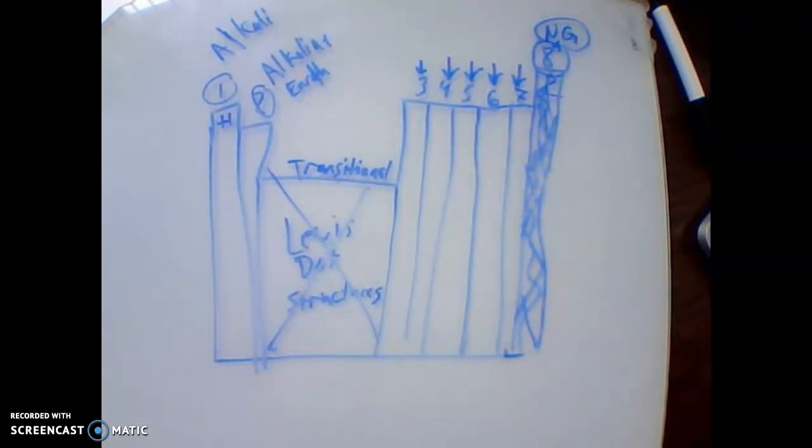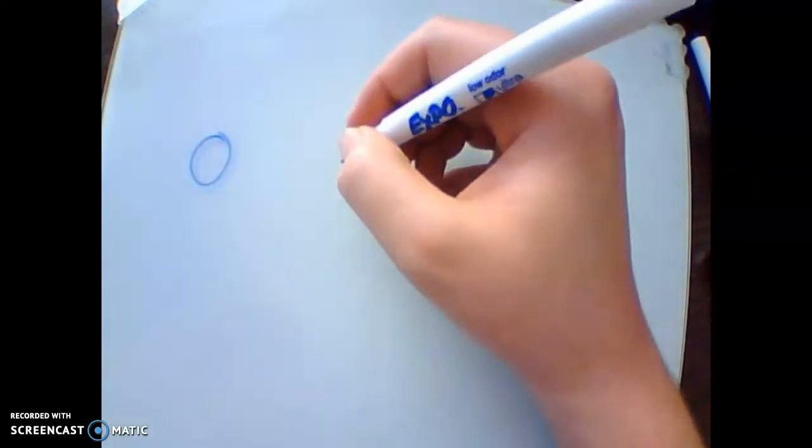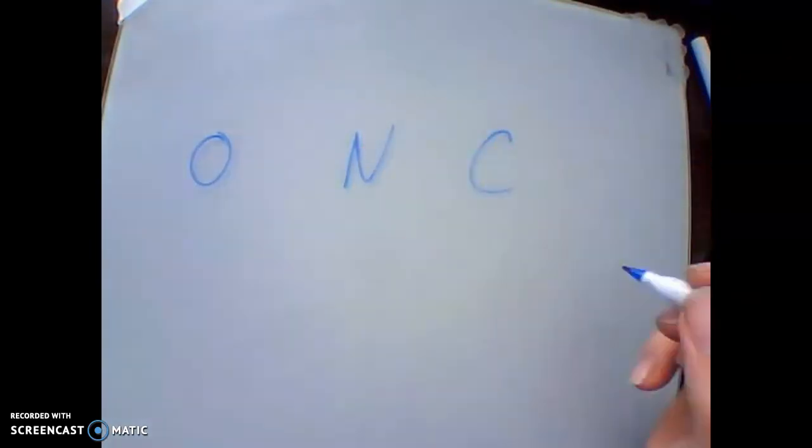I'm going to pause this, I'm going to erase this, and come back. So I'm back. You wouldn't even have known I was gone. It just all of a sudden would have vanished. So now let's look at this. Let's follow the rules for drawing out Lewis dot structures. So I'll have an oxygen, a nitrogen, and a carbon.